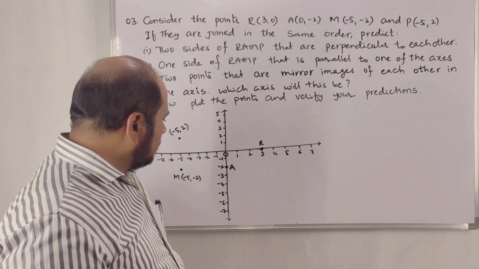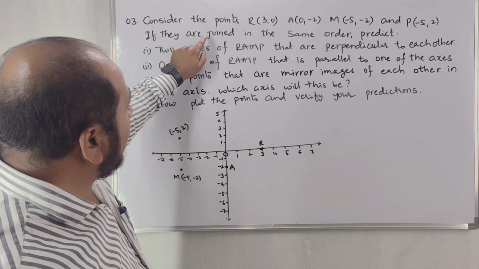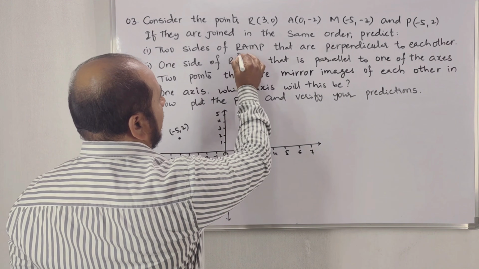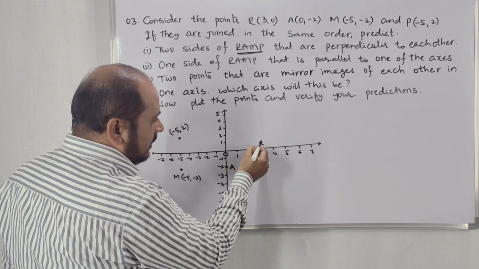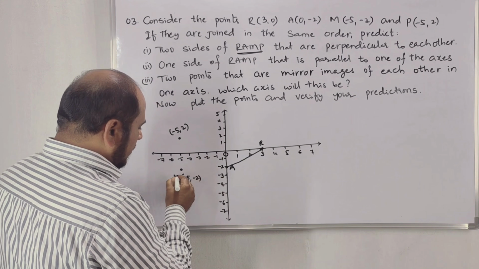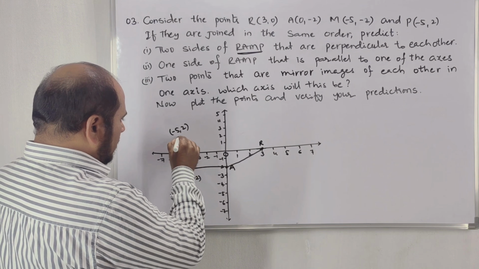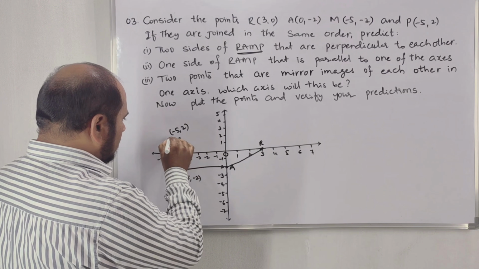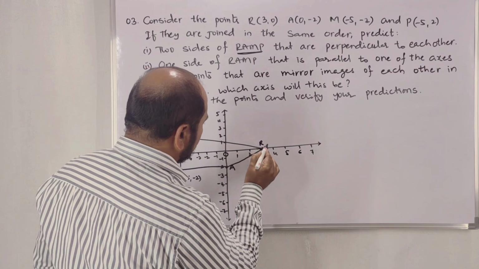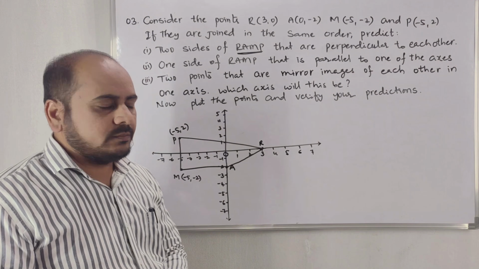Now what he says: if they are joined in the same order as RAMP, RA join here and MA join here. Next, this is point P, MP. Then after that you have to join PR. So this is the diagram we observed.